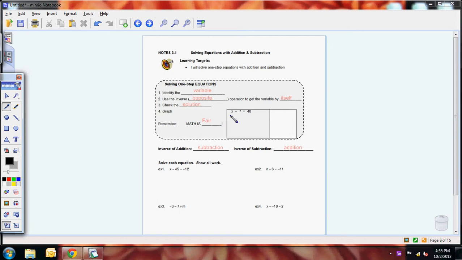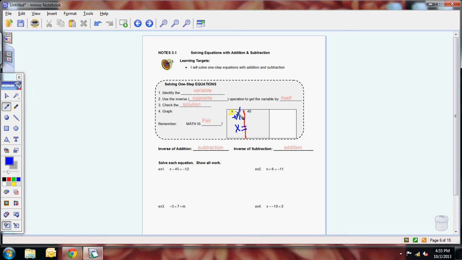So for example, here's our equation. Right now the variable is x, and that's what I need to solve for. That's what needs to be by itself by the end. So what I like to do is separate the sides of my equation, and I know I want to get x by itself, and right now it's being subtracted by 7. So to get x by itself, I'm going to add 7, because when you do negative 7 plus 7, you get 0. So that will get x by itself.